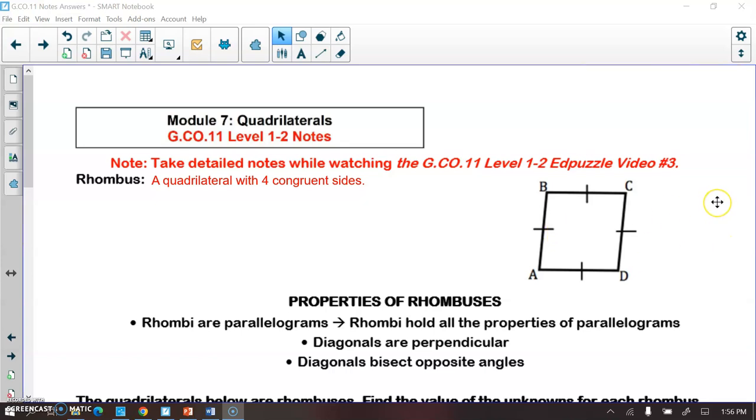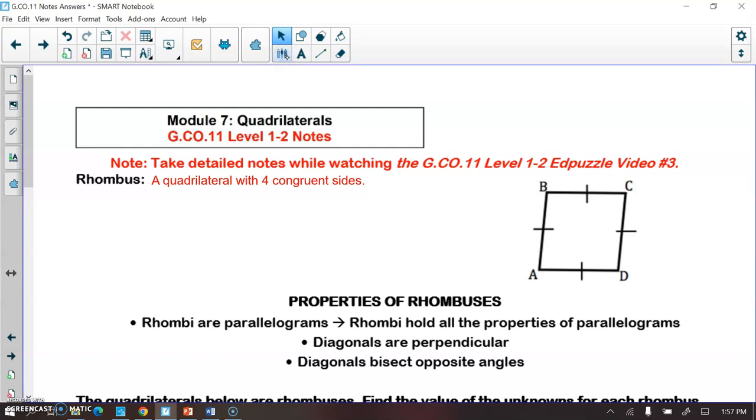A rhombus is a quadrilateral with four congruent sides. It is a parallelogram, so it does hold all the properties of parallelograms. The difference between a rhombus and a square is that a rhombus may not have 90-degree angles, where a square always has those 90-degree angles.